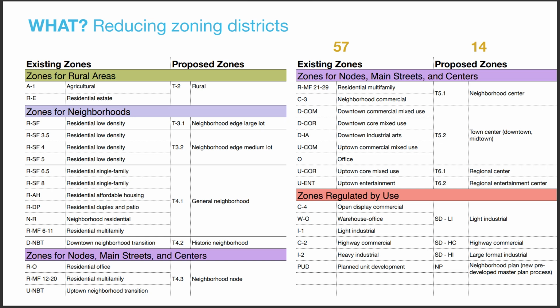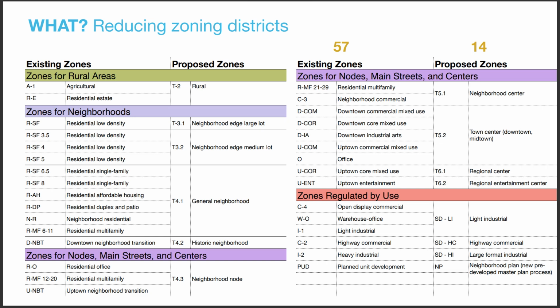Yeah, but after analyzing these districts and considering which may transition to the Transect framework and a few that would need to stay single use, we think that you could reduce the existing zones down to 25% of what you have right now by focusing on form and not focusing on the things that we're presently focusing on. So instead of 57 zones, it's 14. And so that vastly simplifies staff's job in administering the code.